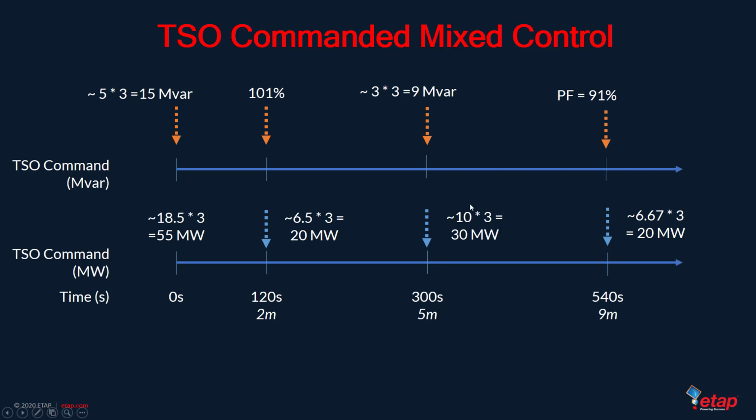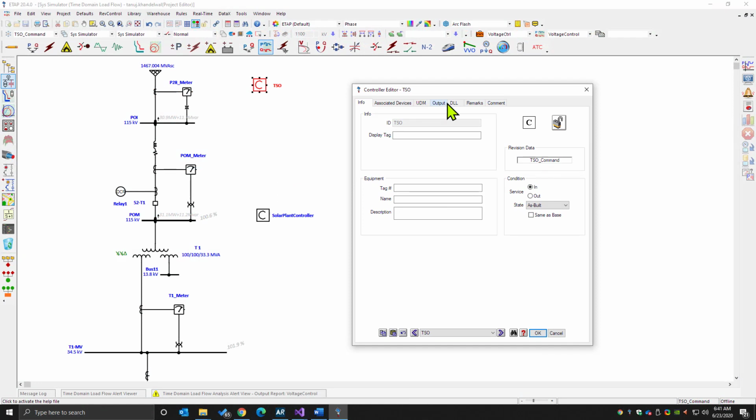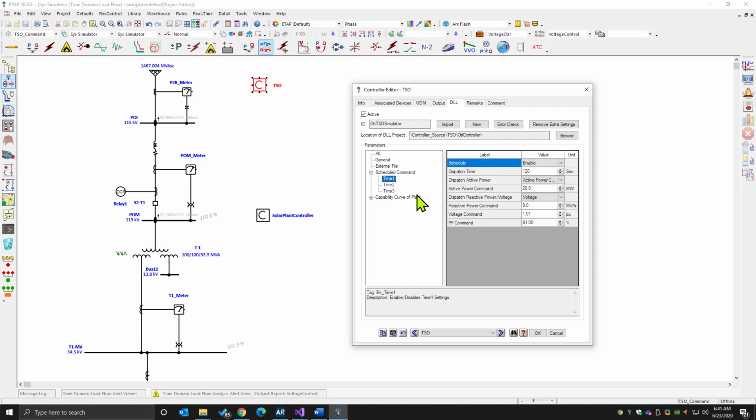So let's see this in terms of the ETAP software. We can open up our TSO controller, which is providing the commands to the solar plant controller. Go ahead and look at our schedule command, and we have 3 different time frames as we discussed earlier. The first time frame we are dispatching at 120 seconds, followed by a dispatch at 300 seconds, and finally a dispatch at 540 seconds.